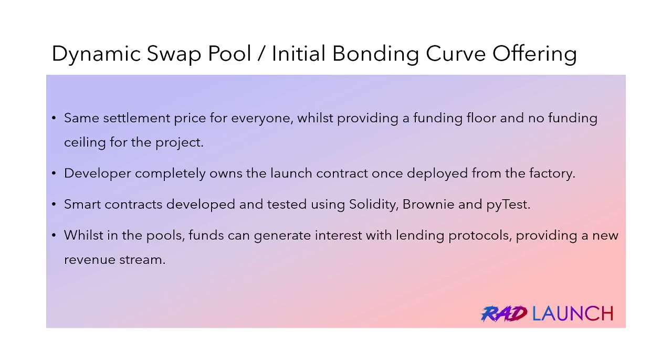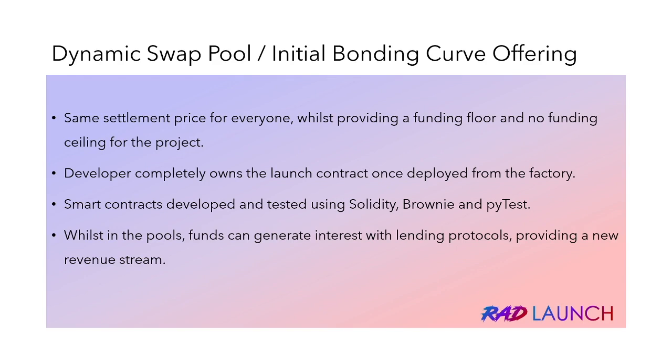A dynamic swap pool is a launch type where investors can invest between the start and end date. Contributions result in the price of the asset increasing linearly. At the end of the launch, the settlement price per token is set. This is the same for every investor no matter when they invested. This provides the same settlement price for everyone, whilst providing a funding floor and also no funding ceiling for the project. Additionally, once deployed, the developers own the contract.